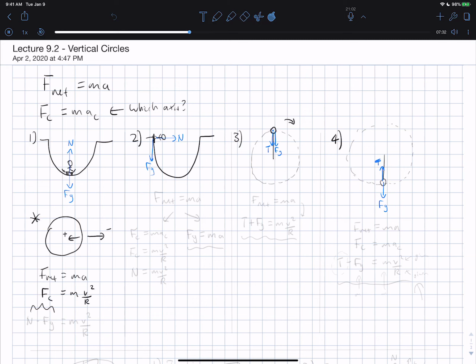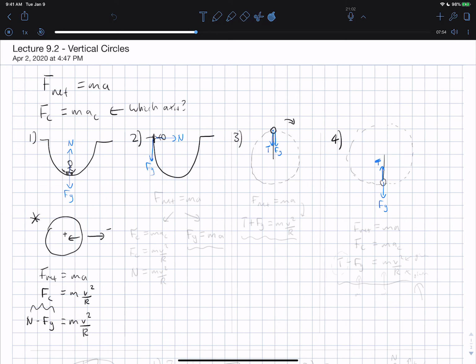So here we have the normal force pointing towards the center of the circle, so it's positive. The force of gravity is pointing out of the circle, so it's negative. So we add those together, and we get normal minus the force of gravity, and that's equal to mv squared over the radius. Okay, so this would be the equation that you would get for number 1.